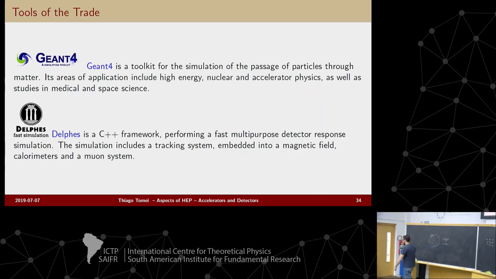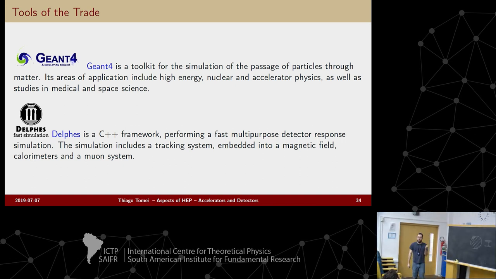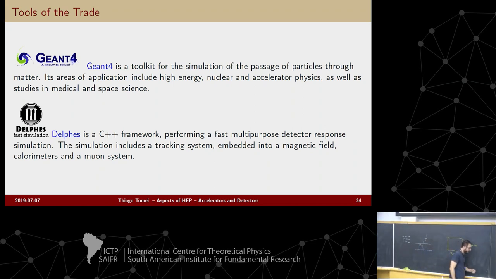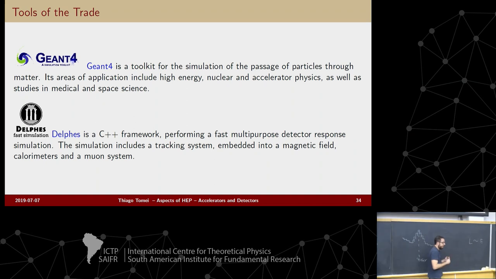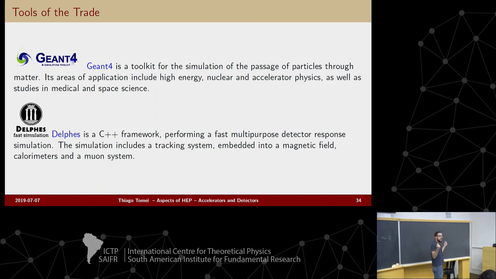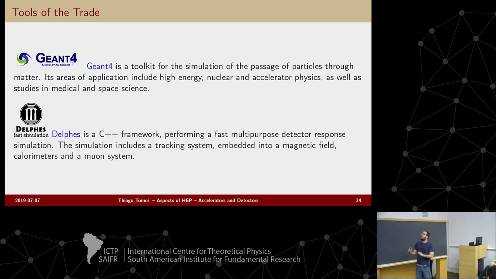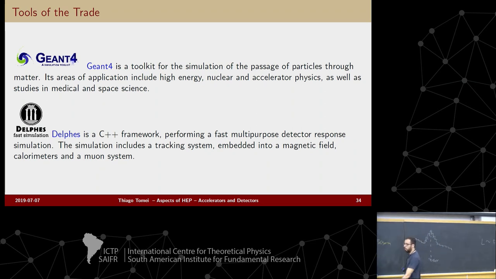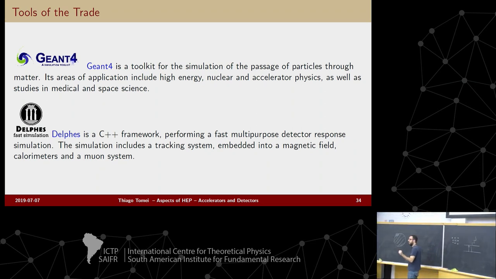Tools of the trade, of course. Nobody does these calculations by hand. There is only one and a half game in town. Geant is the standard. If you want to simulate the interaction of radiation particles with bulk matter, use Geant. Use Geant for everything, okay? High energy physics, nuclear physics, accelerator physics, space physics, medical physics, if you want to see how bone will react to radiation. Geant does everything.